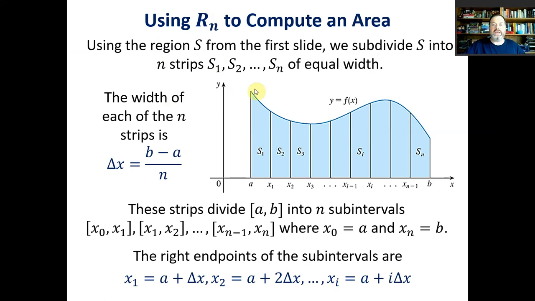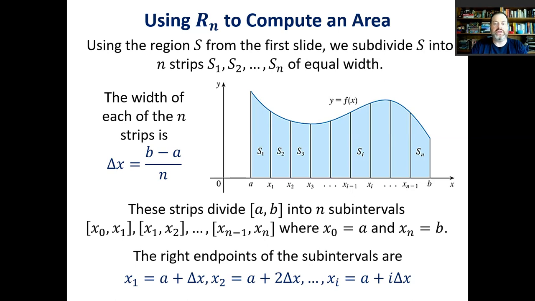So if we have any shaped region, S, we subdivide it into n strips of equal width. It turns out it's not required that they're equal width, but it's certainly easier to compute if they're equal width. So the width of each of the n strips is delta x. That's what we're calling it. This is a formula: b minus a over n. So right endpoint minus left endpoint divided by n tells you the width of each strip, because b minus a gives you the total distance, and you divide it up into n equal size parts.